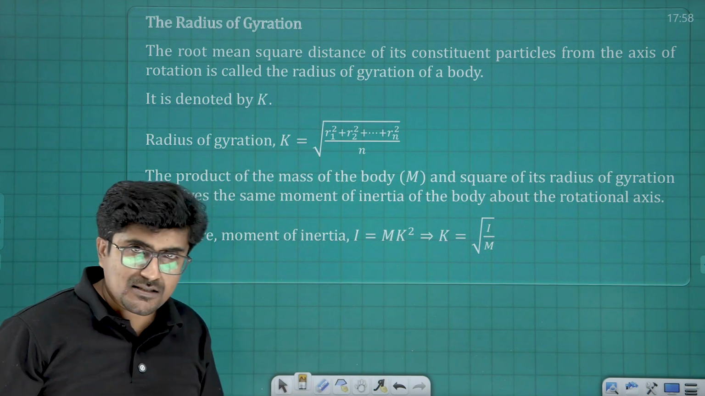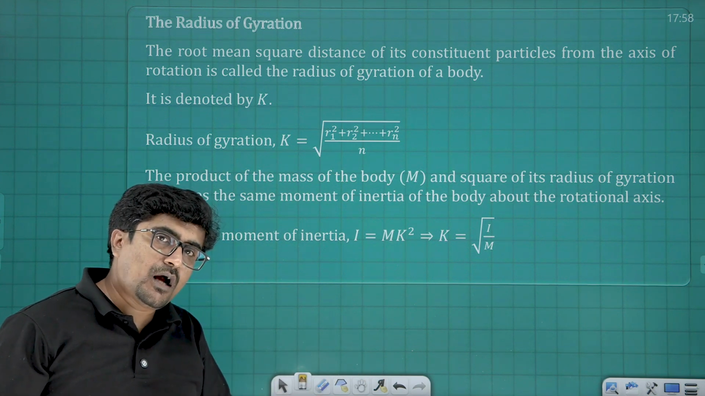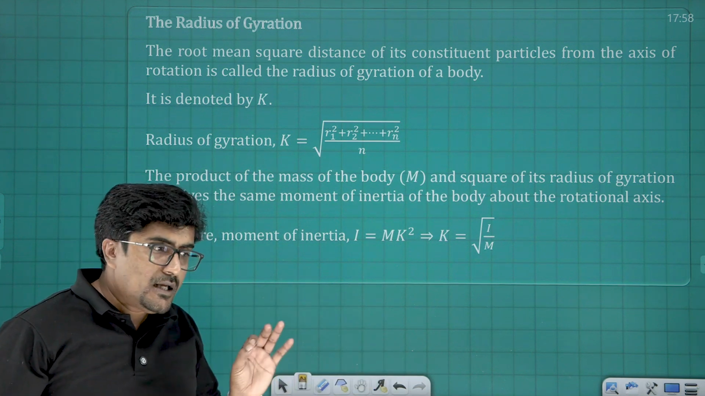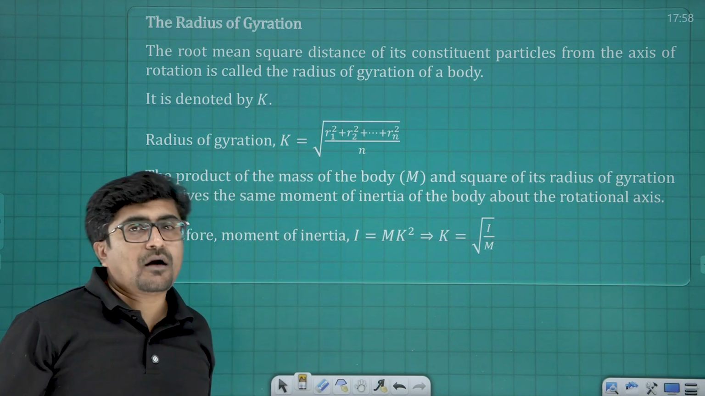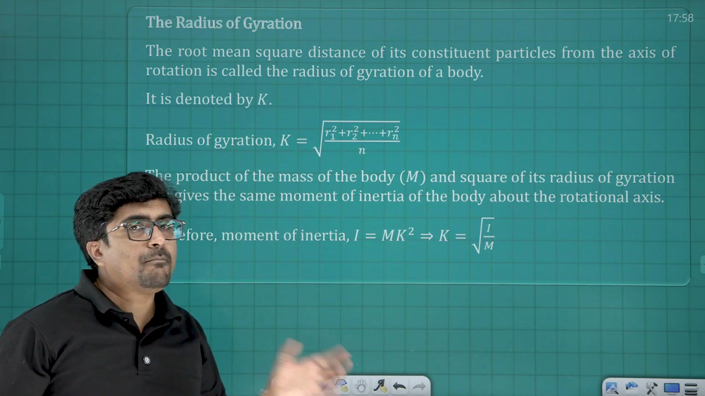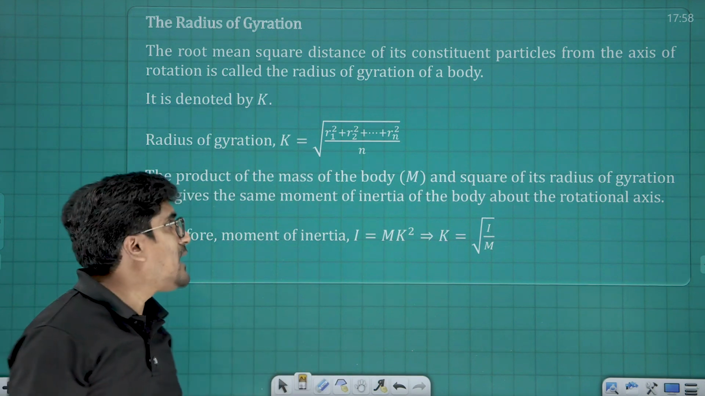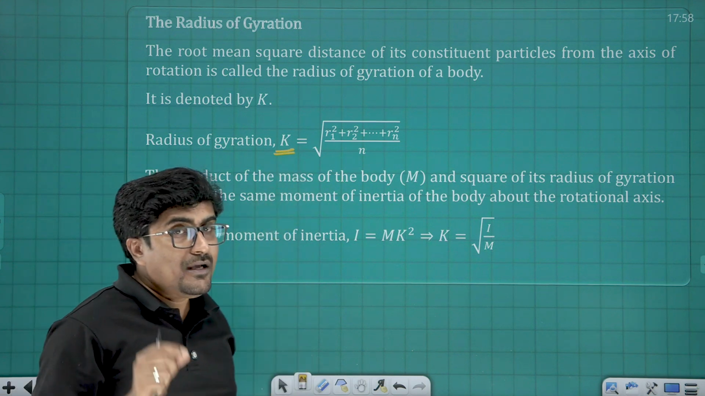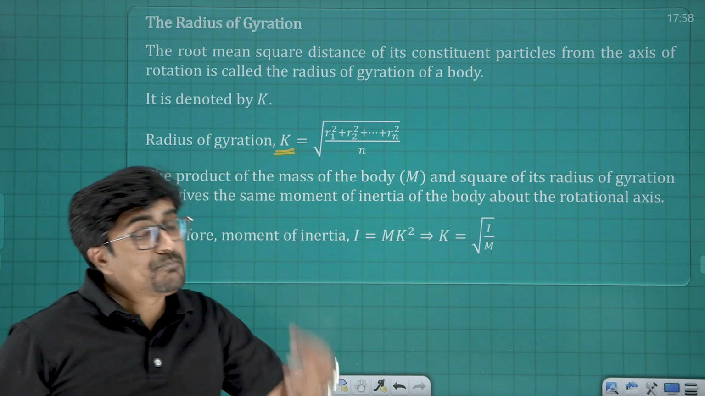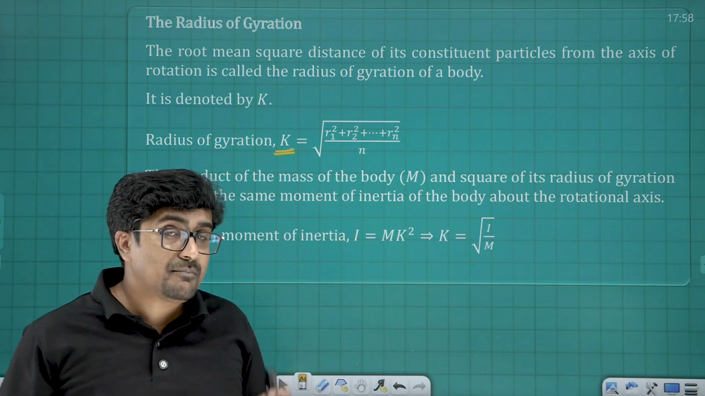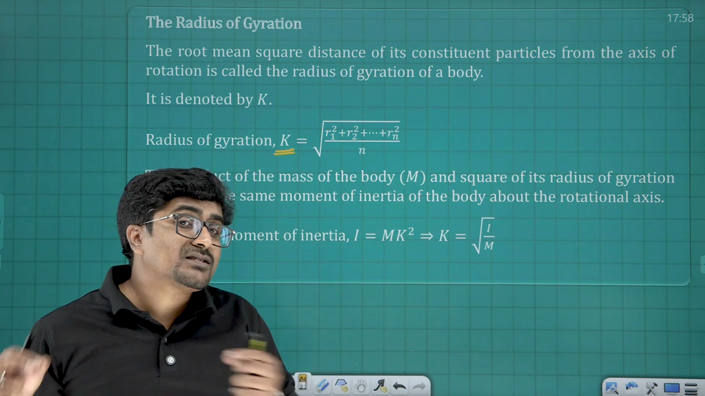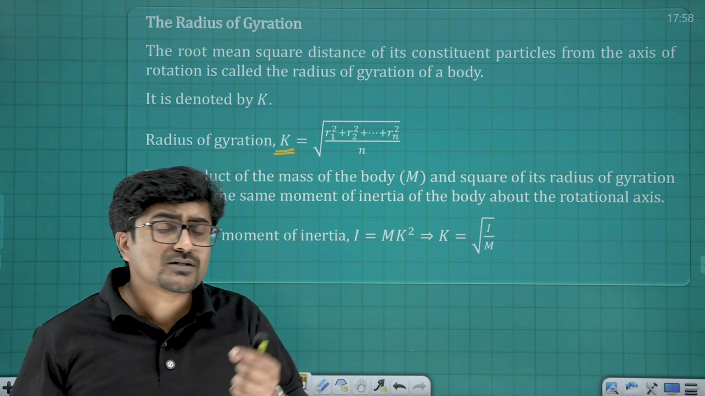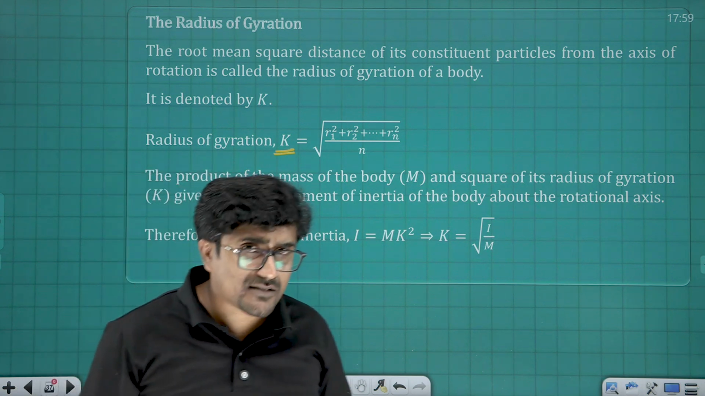up to mn masses at a distance of r1, r2, r3, up to rn. Then the mean square of these particles stands for the radius of gyration. So if you have a discrete mass distribution, then the mean square of these particles is going to be the radius of gyration.